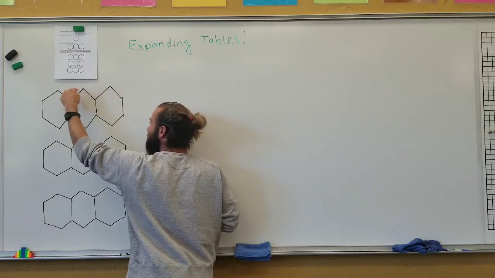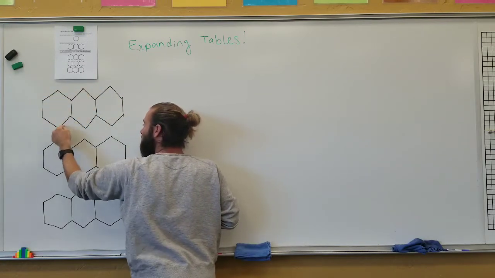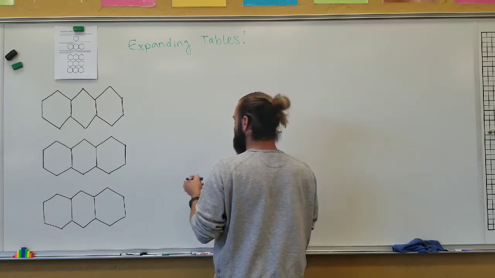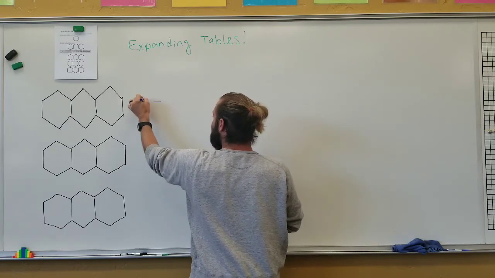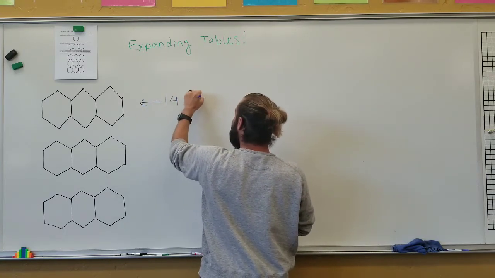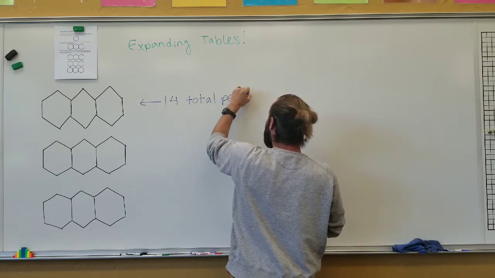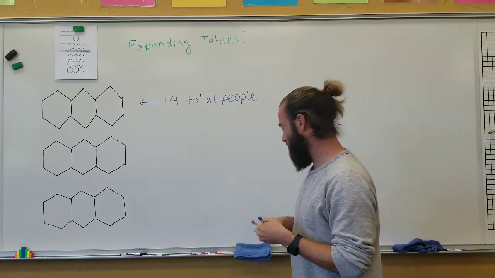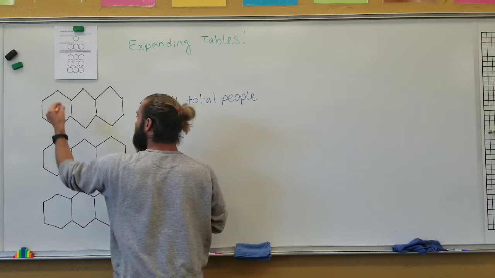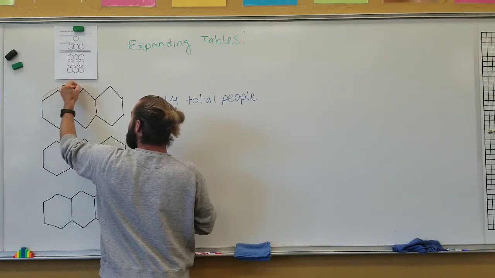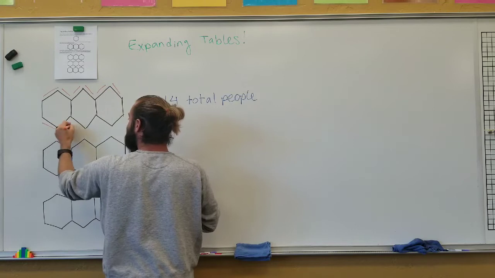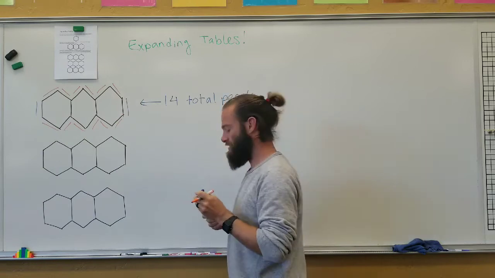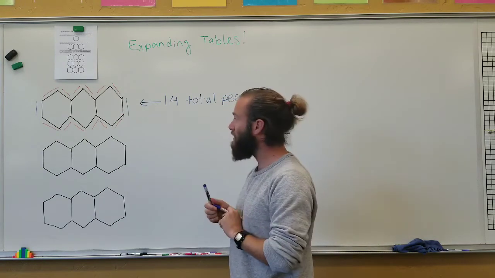1, 2, 3, 4, 5, 6, 7, 8, 9, 10, 11, 12, 13, 14. Okay, so we can actually answer this right now. There are 14 total people that can sit at 3 tables. Okay? Now, if I was going to use colors like I was talking about, maybe this is a way you could do it. I could just think, okay, these are all kind of coming in pairs, I guess, and there's 2 ends there, possibly. Maybe you counted it that way.